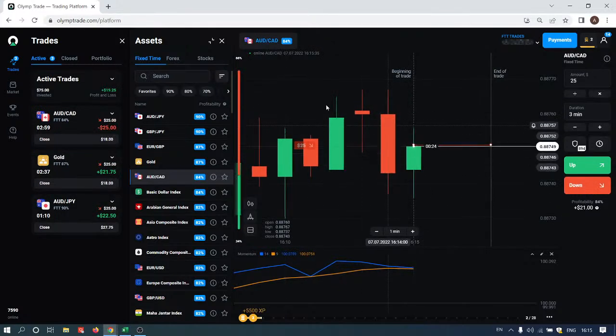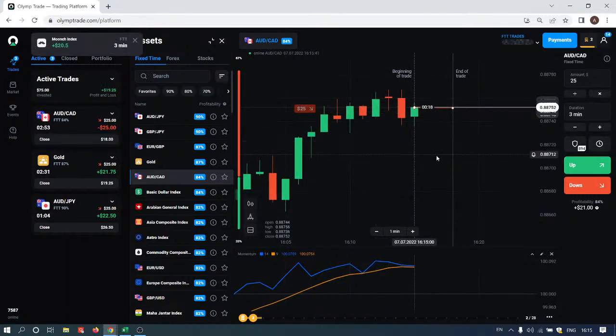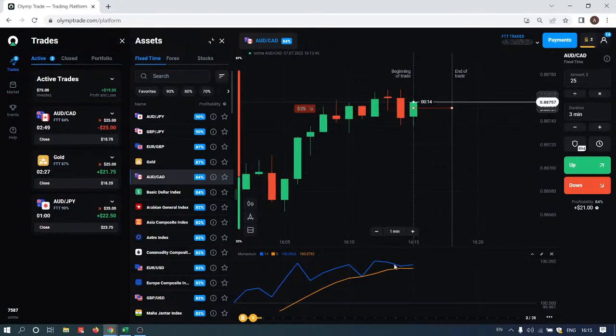So one more trade here on the Australian dollar against the Canadian dollar. So $2 here in one currency pair, and this trade is in the downwards direction because there was this signal from the blue line of the momentum indicator pointing downwards.